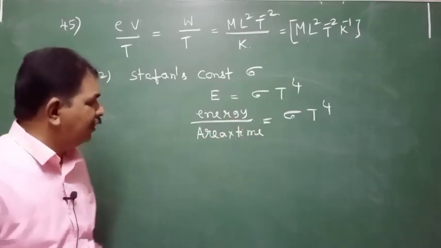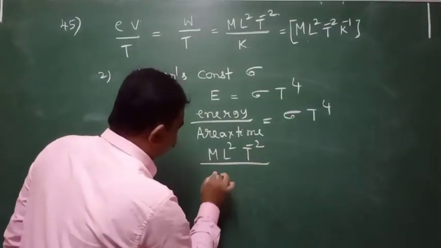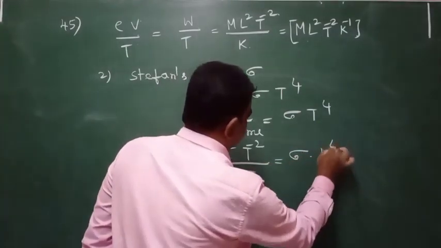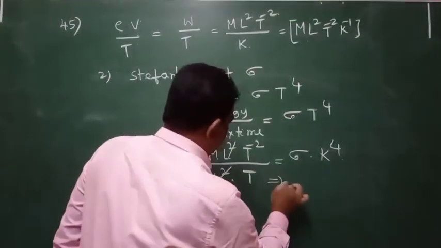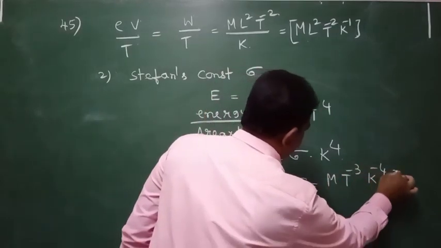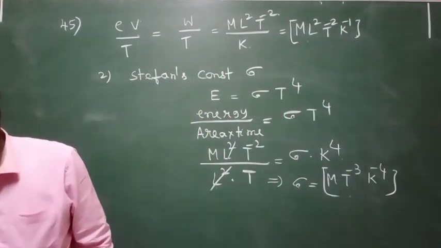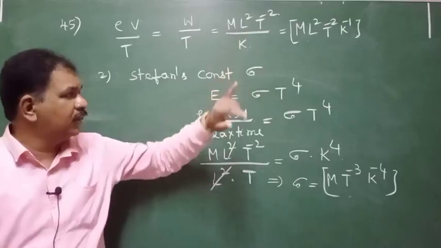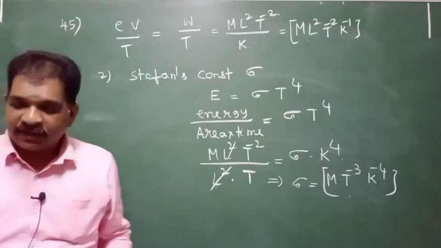So if you write the dimensions, mL square T power minus 2, L square, time will be T, this is sigma, this is K power 4. So finally sigma is equal to m T power minus 3 K power minus 4. That is the dimensional formula of Stefan's constant, but that is also not the answer. So this is not the answer.